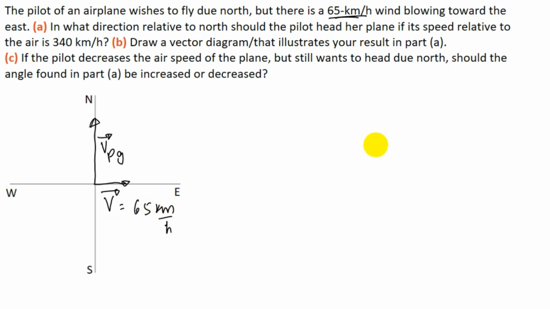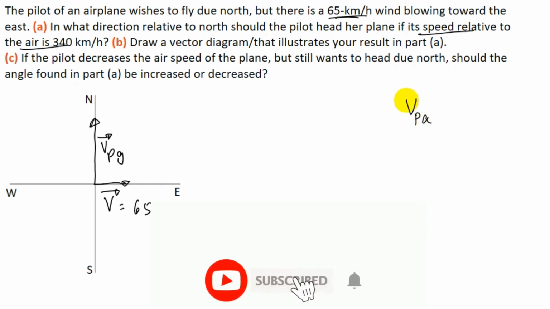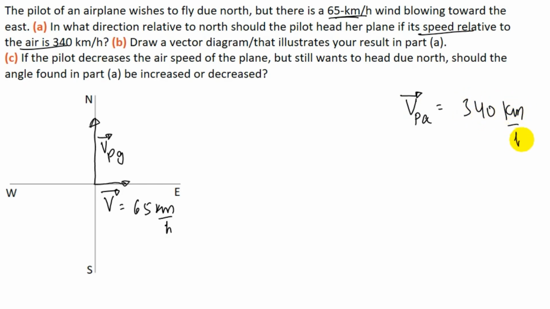Now in the first part they are asking in what direction relative to the north the pilot should head her plane if its speed relative to air is 340 km per hour. So this is the velocity of the plane relative to air. It is 340 km per hour, but we don't know the direction. This is what we have to find. And this is the velocity of the air relative to ground.